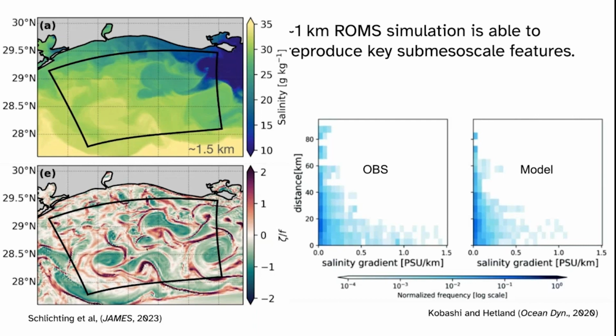And this is the relative vorticity normalized by f, and so this is the Rossby number. This is a Rossby number of 2. It's quite energetic. So these are very nonlinear features.